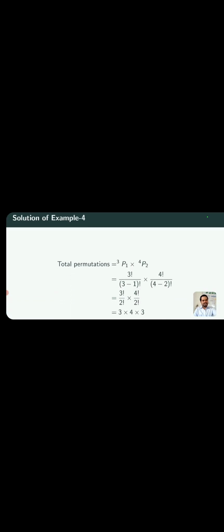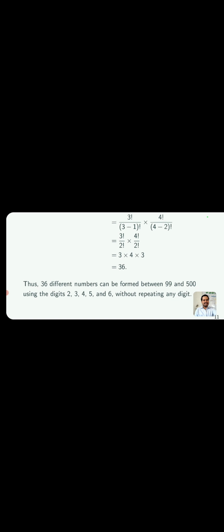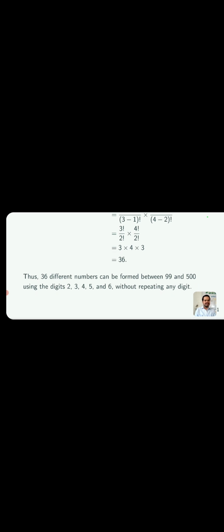In total, by the multiplication rule, the permutation equals 3P1 into 4P2. Why? Because both these events are independent. Just apply the definition of permutation and calculate. We get the answer 36. It means that 36 different numbers can be formed between 99 and 500 using the digits 2, 3, 4, 5 and 6. These digits we cannot repeat.